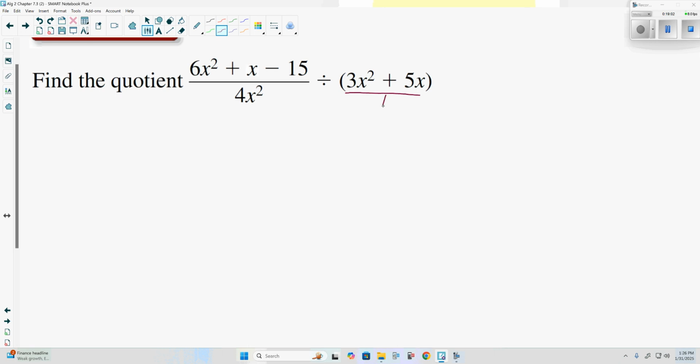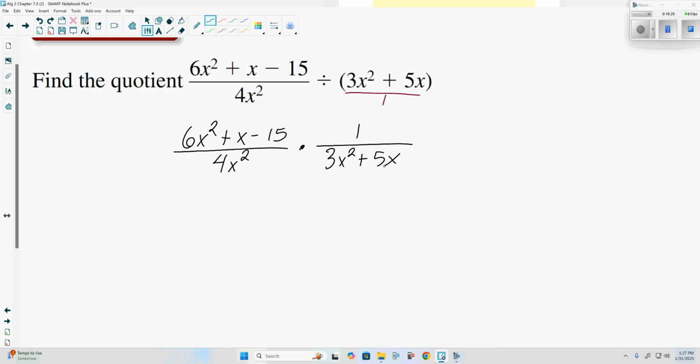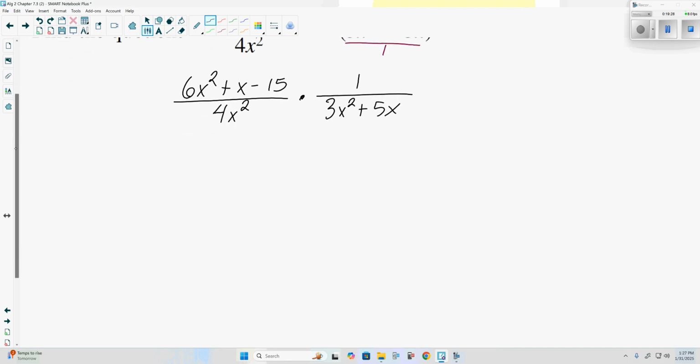Now, just like yesterday, even though this second expression doesn't have a denominator written, it's understood to be 1. So we would keep the first one the same, our 6x squared plus x minus 15 over 4x squared. We're going to change it from division to multiplication and flip. Keep, change, flip. So even though the denominator of the second expression is 1, we still keep it there. When we start factoring, the 1 is just going to be 1.